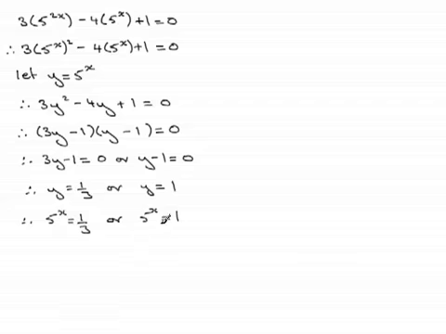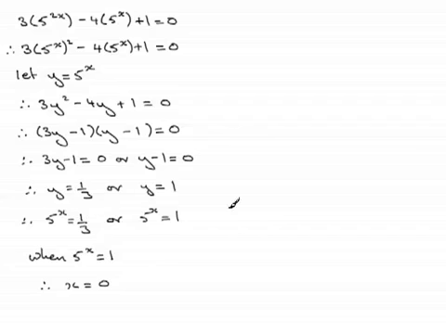Now looking at these two equations, I'm going to start with this one purely because this is an obvious answer. When 5 to the power x equals 1, anything to the power 0 will equal 1. So x is clearly going to be 0. So therefore x equals 0. So that's one of the solutions.